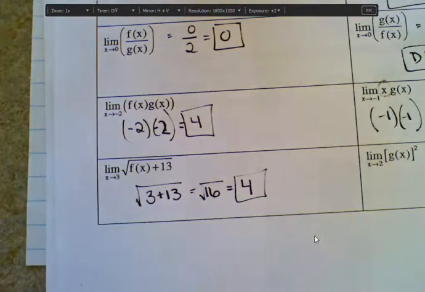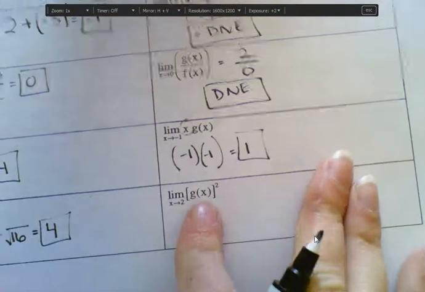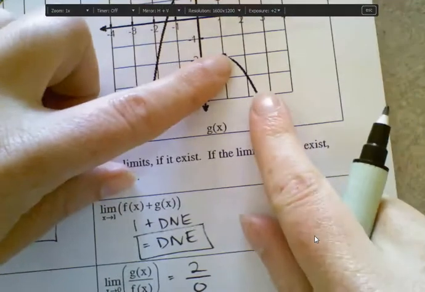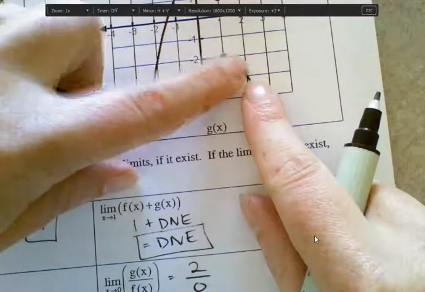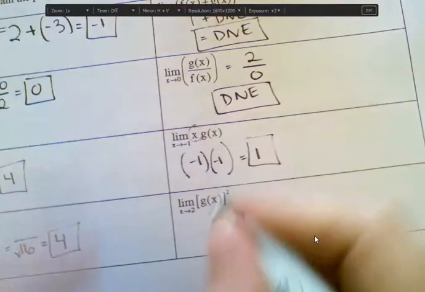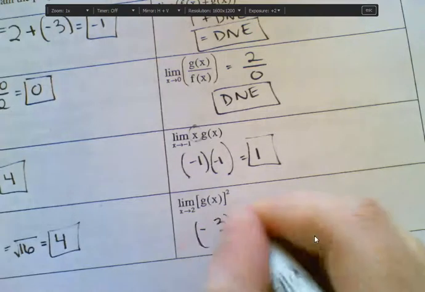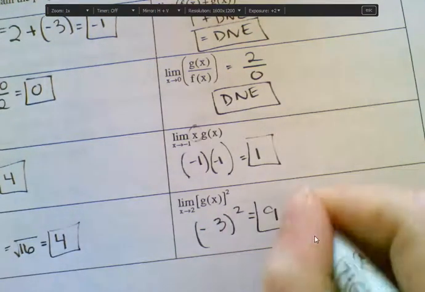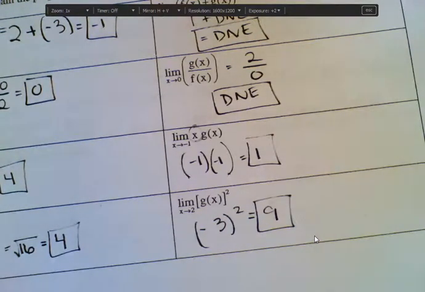All right, Maddie, last one. What did you get for that last one there? Let's see. So the limit as x approaches 2 of g of x. So as x approaches, yeah, it'd be -3, right? And then we want to square it. So what would -3 squared equal? All right, very good. Yeah, Mia.